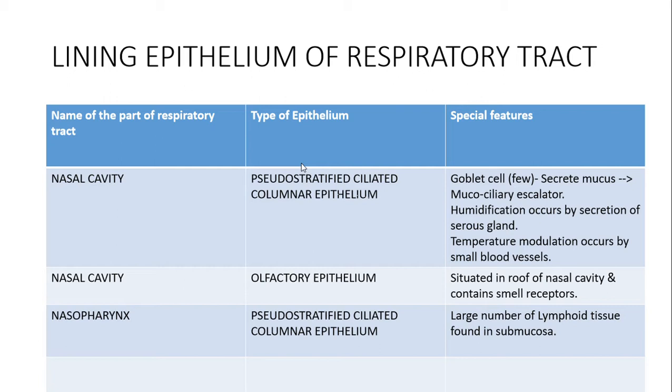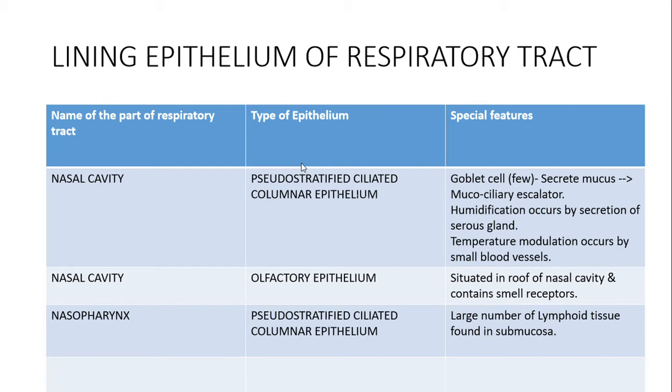What are the special features of the epithelium of the nasal cavity? It contains few goblet cells which secrete mucus. And what is the function of this mucus? It is used as a mucociliary escalator. What is a mucociliary escalator? If any pathogen or particle goes with the air into our nose, it gets trapped in the mucus, and then this mucus continuously flows to the oropharynx. How? By the action of the cilia of the pseudostratified ciliated columnar epithelium.